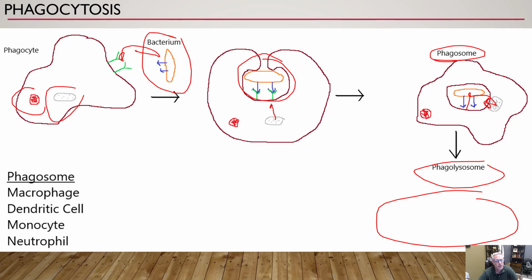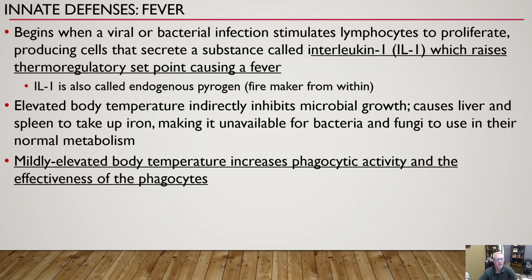But what I wanted you to see is that all of these cells down here can act as phagocytes: macrophages, dendritic cells, monocytes, and neutrophils. All right. So also another innate defense. Remember, these are still our second line of defense. So a fever would be a second line of defense.